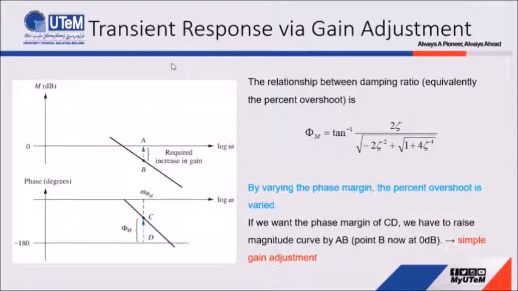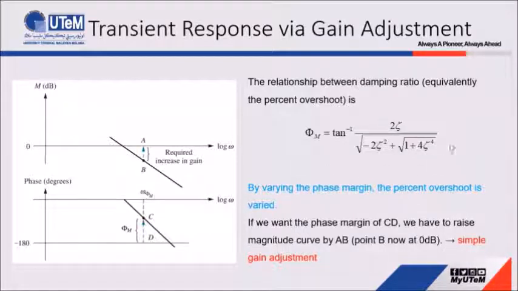Let us look at transient response via gain adjustment. This one refers to the magnitude response, and this one refers to the phase response. Okay, the relationship between damping ratio and equivalently the percentage overshoot, like I mentioned just now, is based on this formula, and this is the formula for phase margin. Phase margin is equal to inverse tangent of 2 zeta divided by the square root of negative 2 zeta squared plus the square root of 1 plus 4 times zeta to the power of 4.